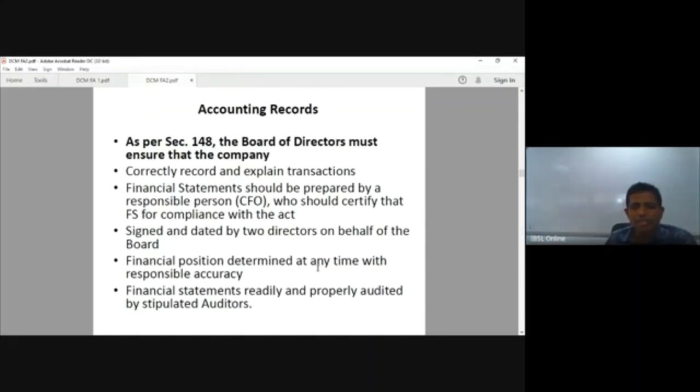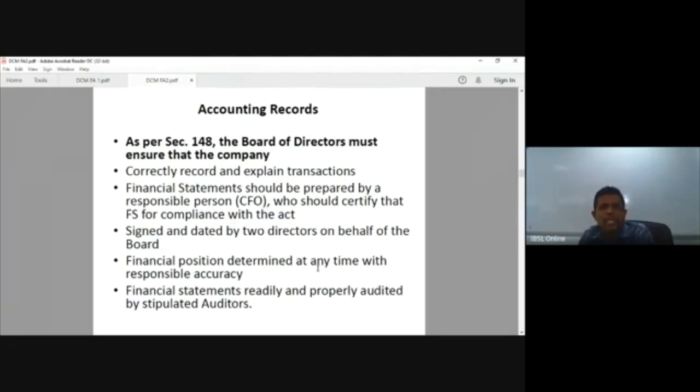Then, in addition to the CFO, the statements must be signed and dated by two directors on behalf of the board. Under the Companies Act, not only the CFO but two directors have to sign. Normally the chairman and the deputy chairman will sign on behalf of the board, or either the chairman or the managing director, because the managing director is also a director.